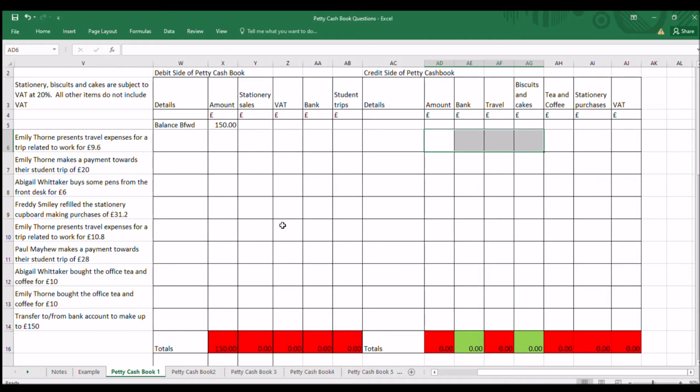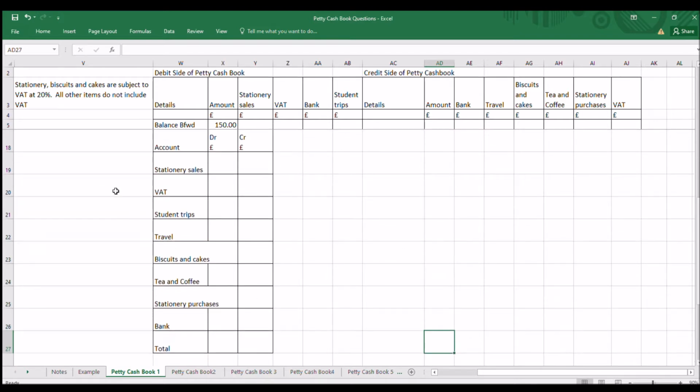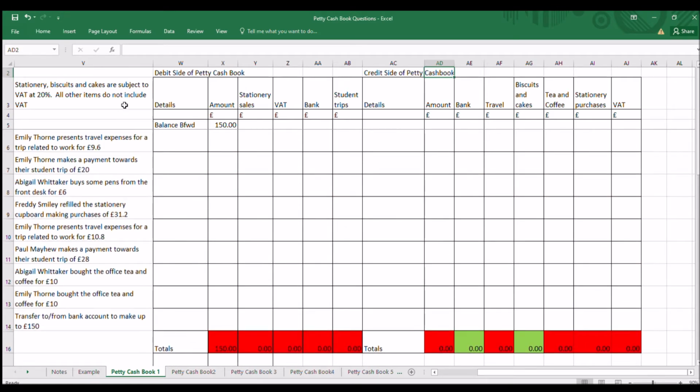We're going to enter those into the petty cash book. We're then going to determine what the amount is that we need to either send to the bank or transfer from the bank. And then we're going to produce the journals from the petty cash book. In any petty cash book question, you need to always make sure that whatever sales tax, VAT in this case, there'll be on some items and not on others, so we need to be mindful of that part of the question. If you want to pause and do your question, I'll go and give you the answer now.